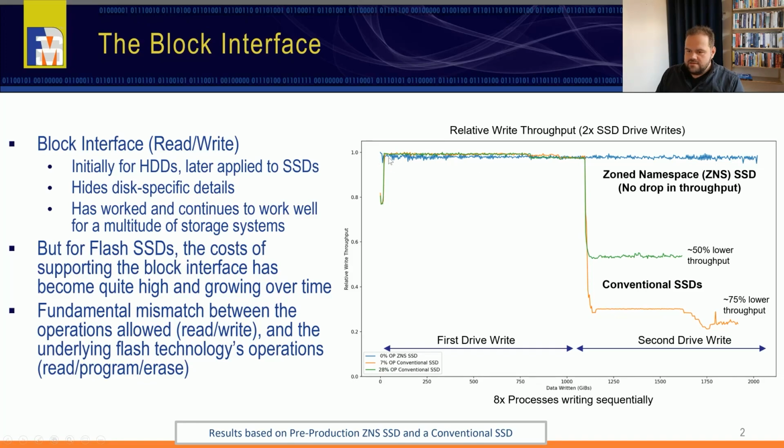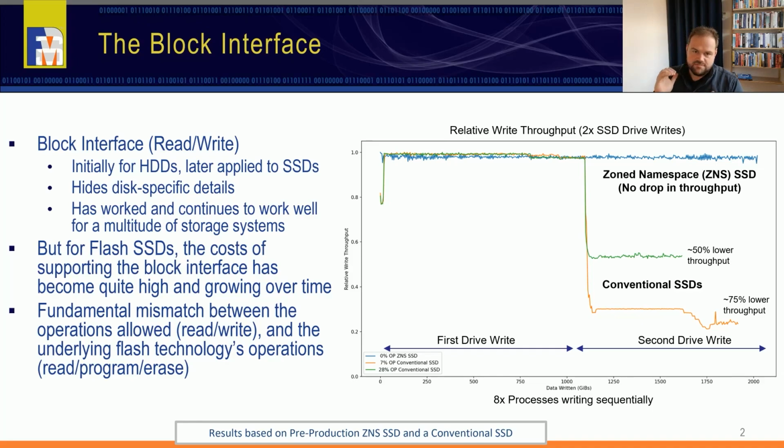When you write to an SSD the first time, you usually always get really good performance. But when you get to the second drive write, there's this garbage collection process that kicks in within the SSD, depending on the implementation of the software within the SSD, and depending on how much over-provisioning you have. For a conventional SSD with 28% over-provisioning, you have about 50% lower throughput when you get to the second write. And when you only have 7% over-provisioning, you actually get about 75% lower throughput. Whereas for ZNS SSDs, which we're going to talk about today, we see no drop in throughput.